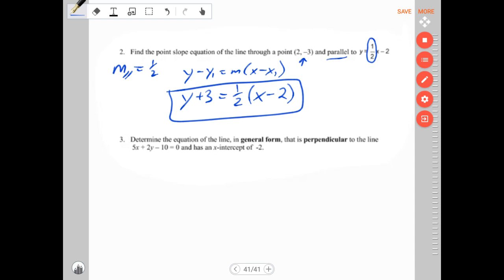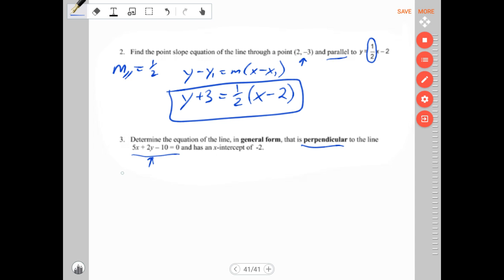Okay, number 3, determine the equation of the line in general form that is perpendicular to that line and has an x-intercept of negative 2. Okay, I kind of tried to throw as much as I could at you on this one. So there's a couple of things that we have to know. We need perpendicular to this line. Well, in order to be perpendicular to that line, I need to know the slope of this line.